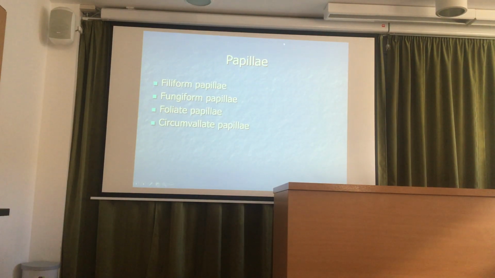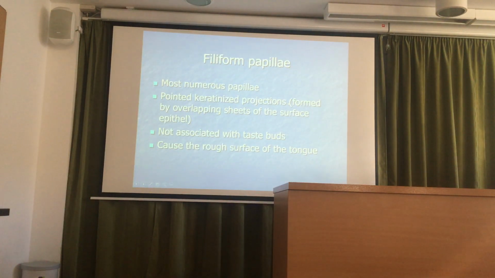Let's talk about the different kinds of papillae. What kinds of papillae can we find on the tongue surface? If you look at your tongue in a mirror, you can recognize these. But I will show you some histological pictures, so some microscopic and cross-section pictures, of these papillae. We can find four kinds of papillae: filiform papillae, fungiform papillae, foliate papillae, and circumvallate papillae.